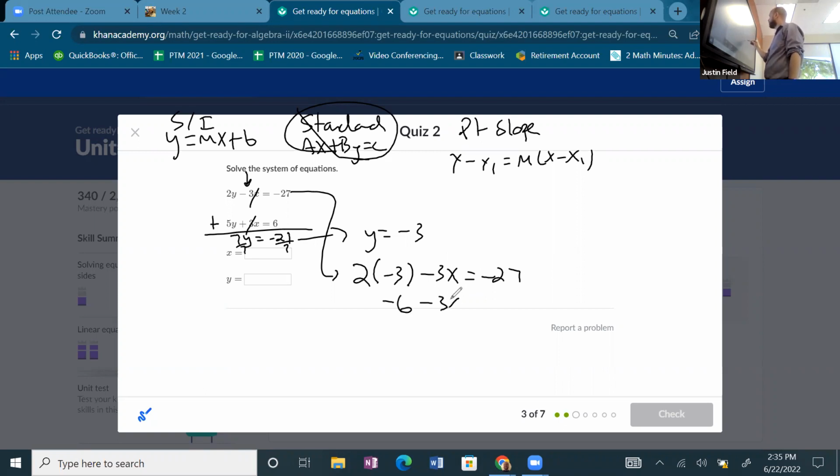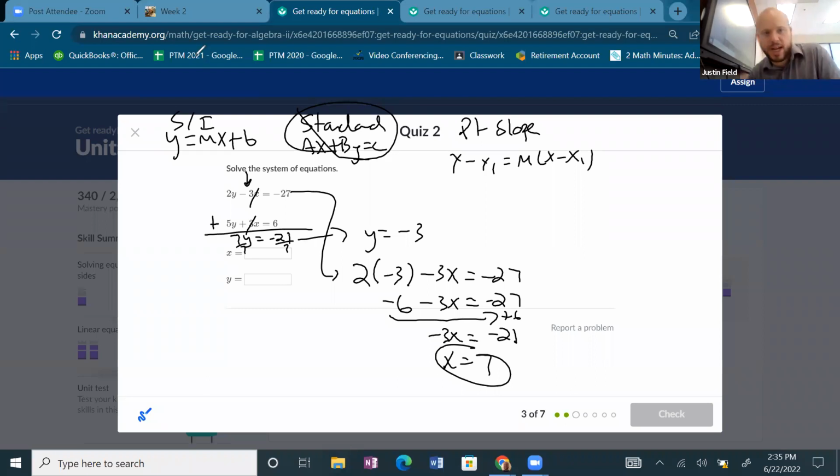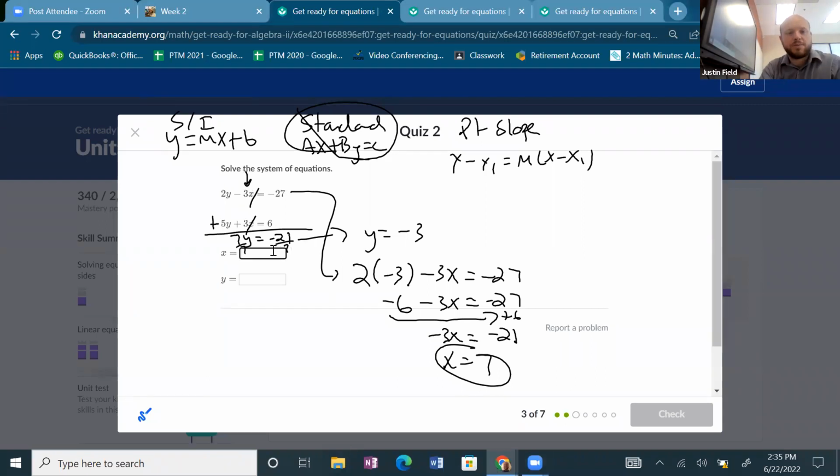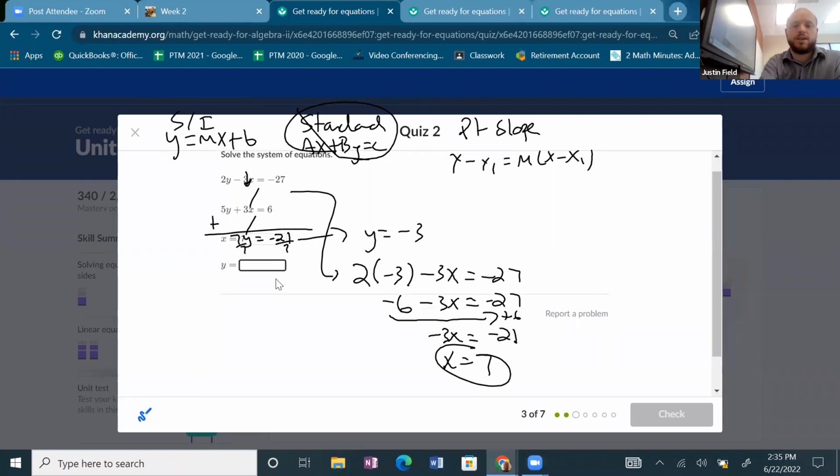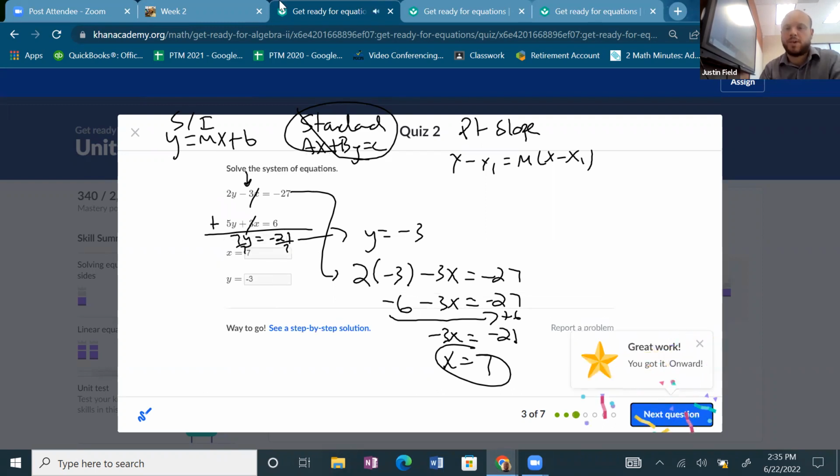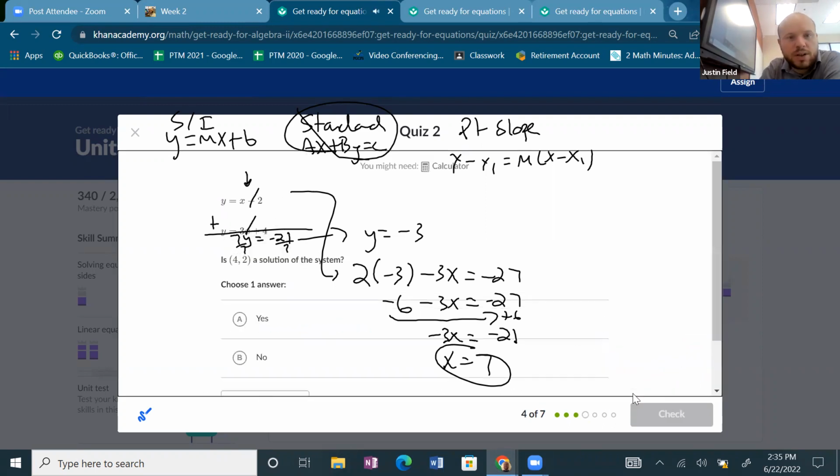Negative 6 minus 3x equals negative 27. Now put that negative 6 over to the other side. It becomes negative 21, adding 6. And then x equals 7. Oh, y was not 7. x equals 7. Just 7. So the solution is 7 and negative 3. All right, I'm on a roll.